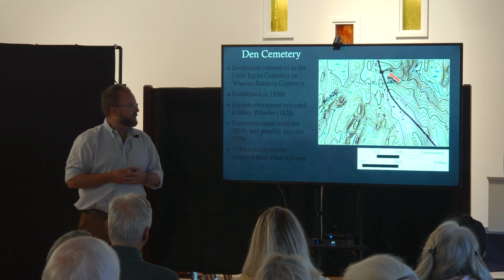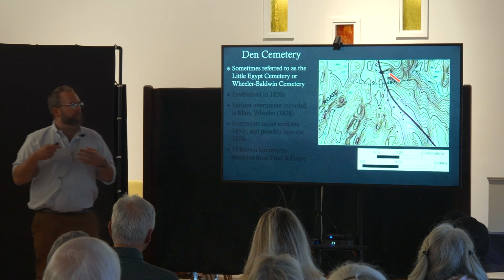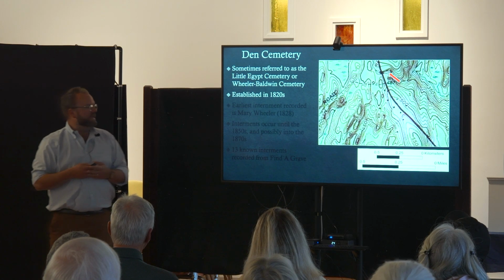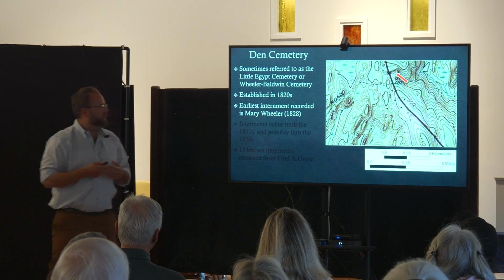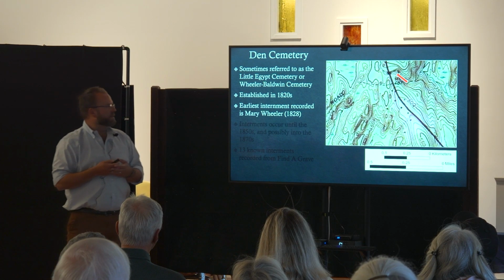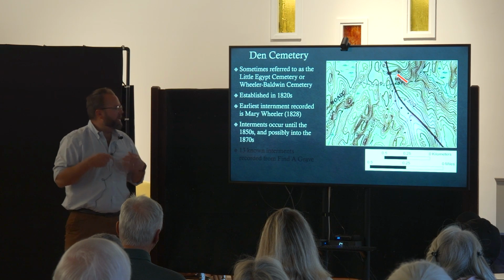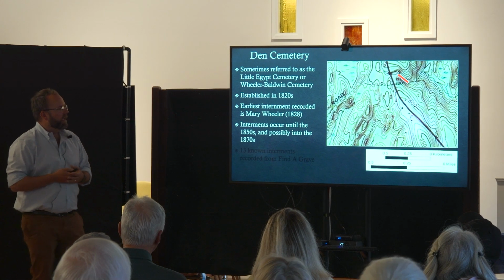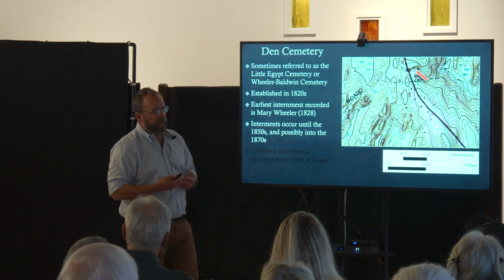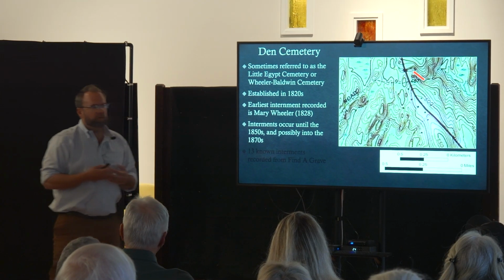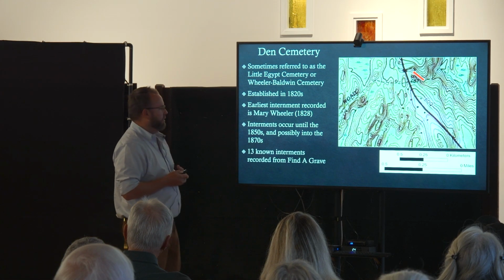So the Den Cemetery is sometimes referred to as the Little Egypt Cemetery or the Wheeler-Baldwin Cemetery. It was established in the 1820s. The earliest interment recorded is Mary Wheeler, 1828. Interments occur until the 1850s, possibly into the 1870s. Although I will say that there are a lot of burials within this cemetery that are marked by fieldstones, so it's difficult to know necessarily when some of those individuals were committed to the ground.